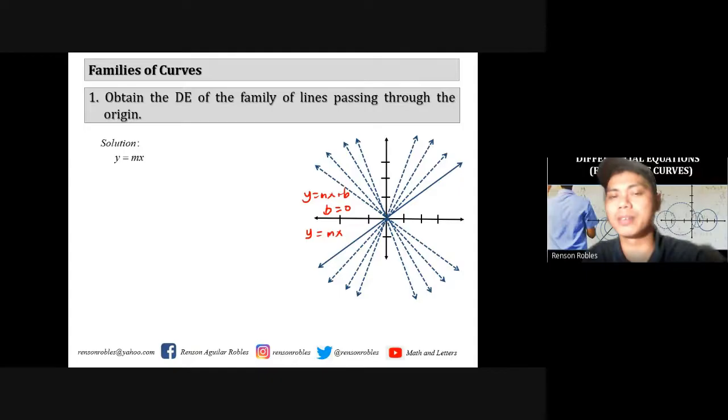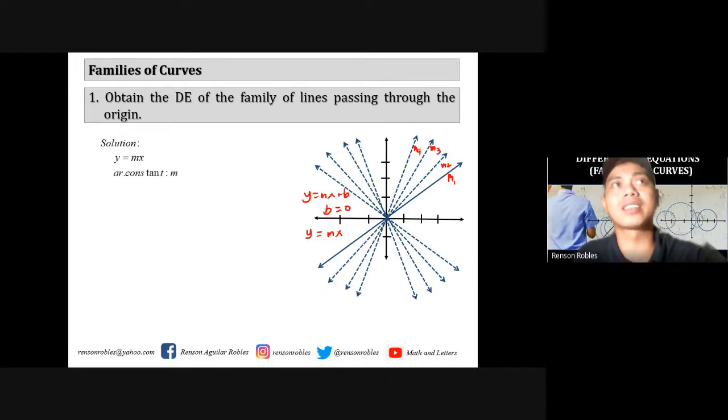So that's y equals mx. Now, upon considering these lines, you can notice that the slope of each line varies from one line to another. So this is m1, this is m2, m3 is the slope of line 3, m4 is the slope of line 4, and the slopes vary from one line to another. And therefore, we only have one arbitrary constant.